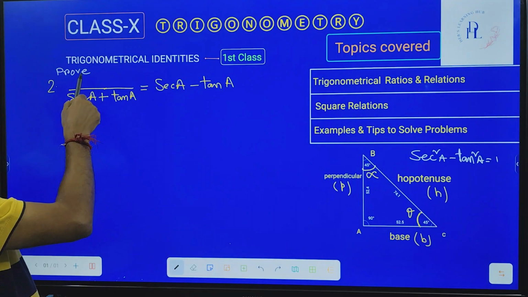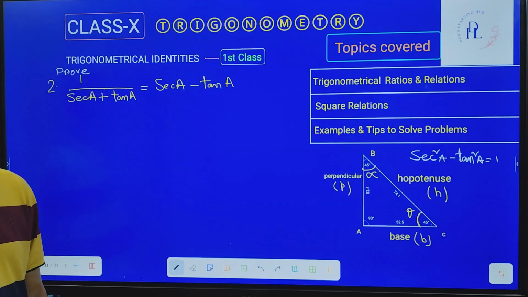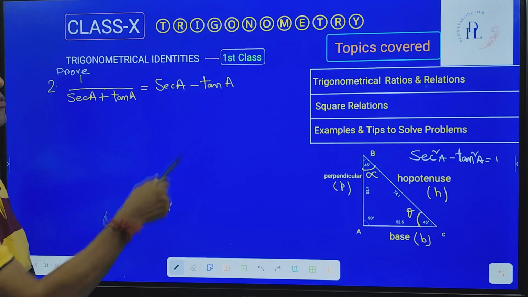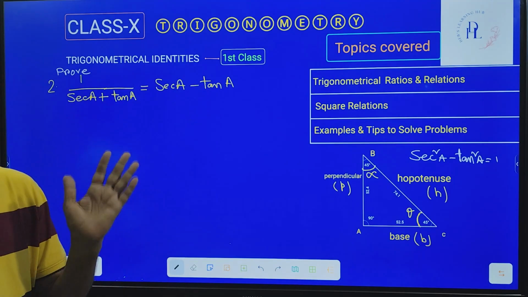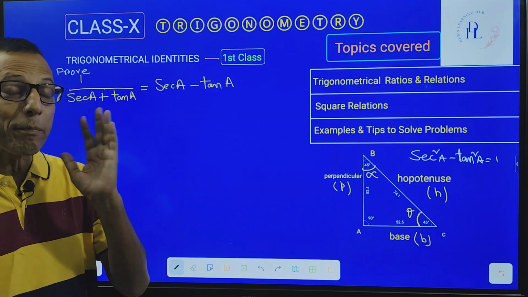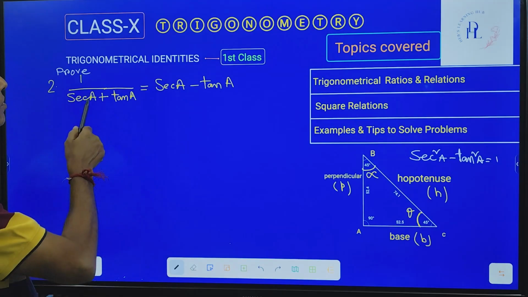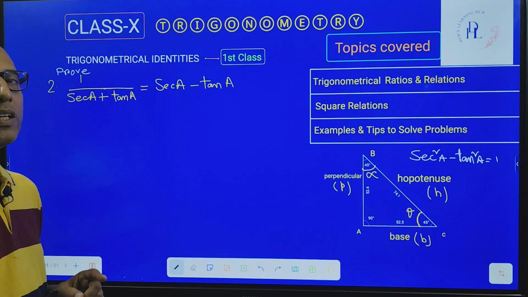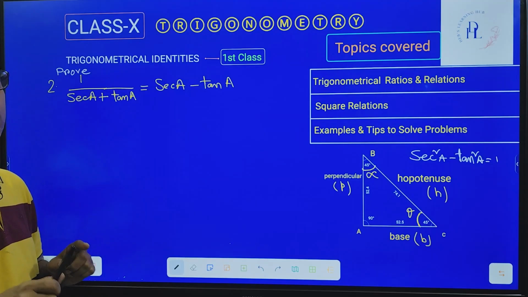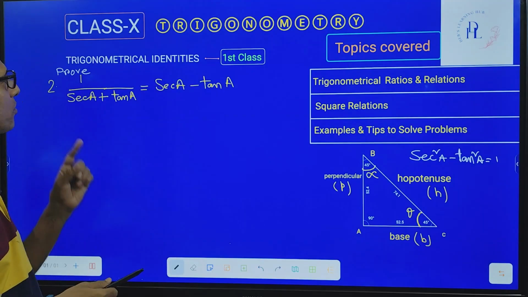So the second problem is 1 by sec A plus tan A equals sec A minus tan A. How to resolve this problem? This side you have sec A plus tan A, this side you have sec A minus tan A. That means there is some relationship between these two. Just apply your sense, and there is no denominator at the right side. There is one formula: sec square A minus tan square A equals 1. That means sec A plus tan A into sec A minus tan A equals 1. If you multiply these two, straight away it is coming 1.